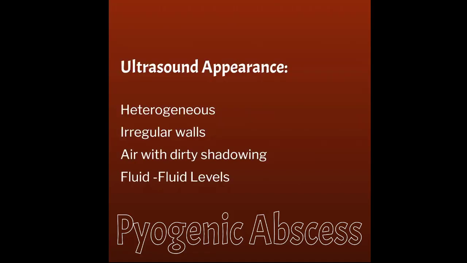On ultrasound then, pyogenic abscesses are going to appear very heterogeneous. They're going to have irregular walls. Because these are bacterial in nature, there's going to be air and dirty shadowing within it. Remember that bacteria are producing different compounds such as air, producing that pus, all of that. And then what we might also see are fluid levels.